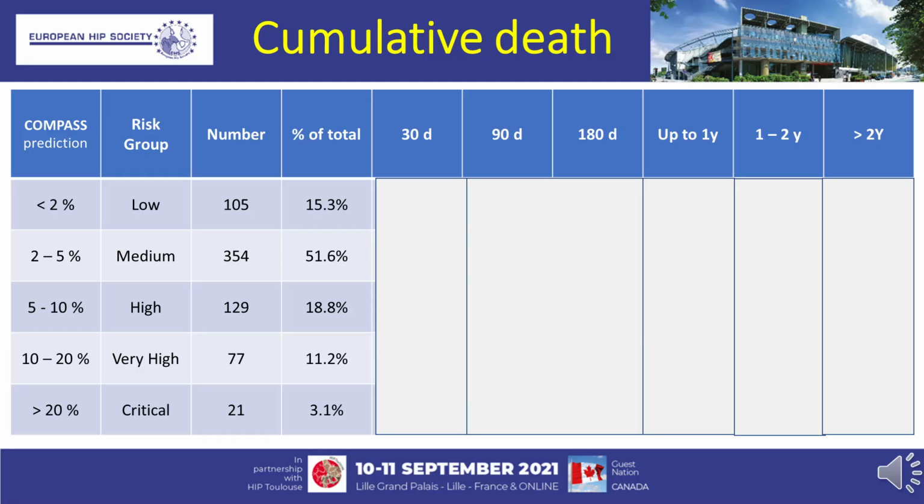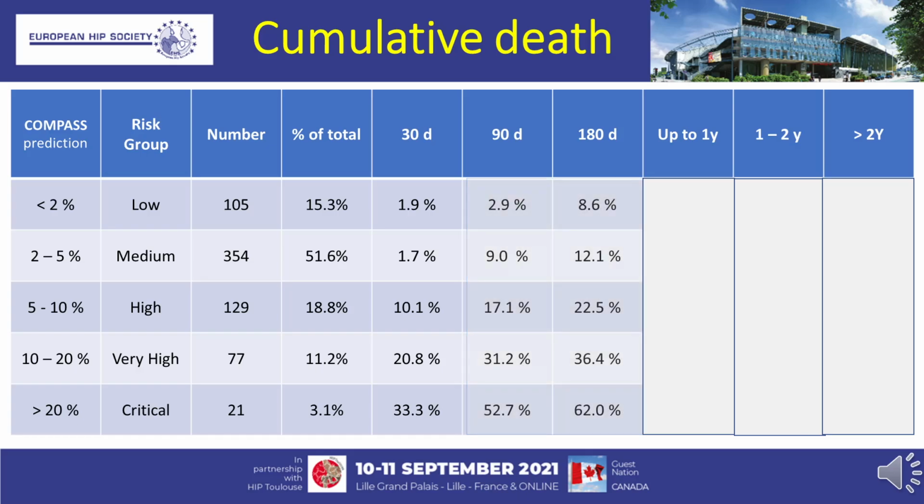At 30 days, less than 2% died when the risk prediction at admission was 5% or less. However, it is significantly increased for the other 3 groups. 10% for high group, doubling to about 20% in the very high risk group, and nearly 1/3 of critically ill group patients unfortunately passed away within 30 days.